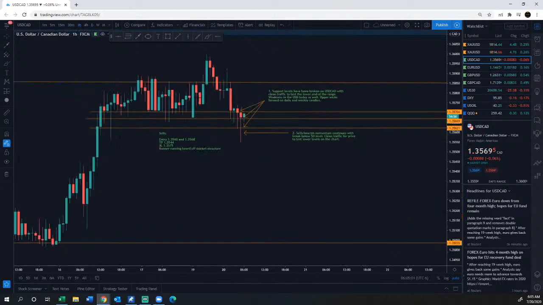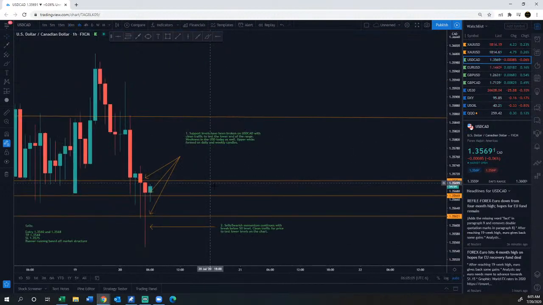Nothing too crazy, nothing too hectic, just simple analysis, simple trading, simple trusting what you were drawing out or what you're trying to anticipate to happen with the pairs.